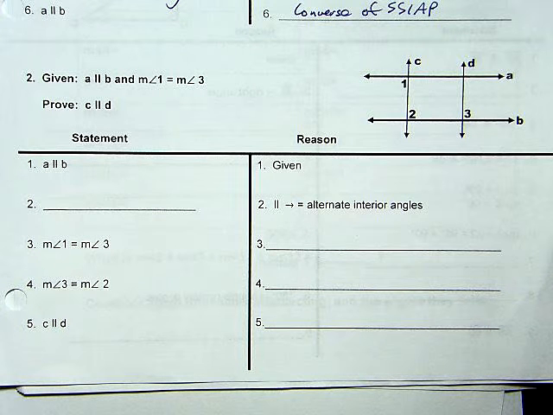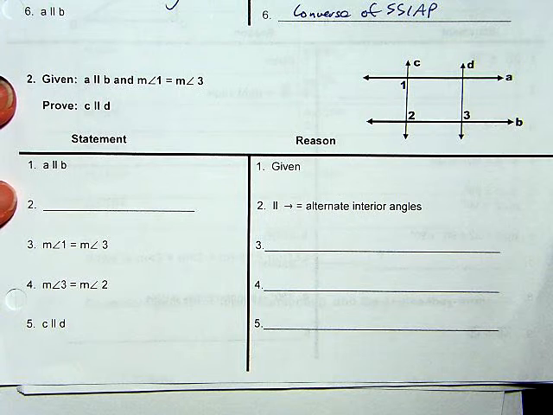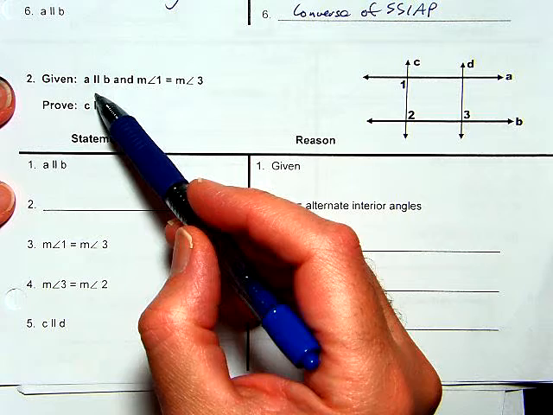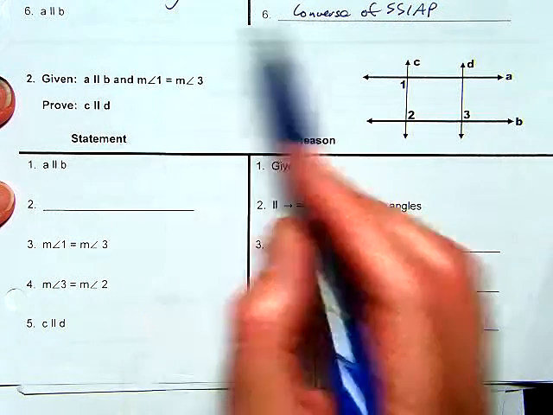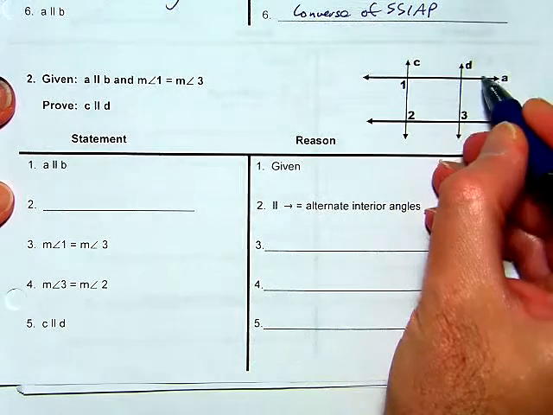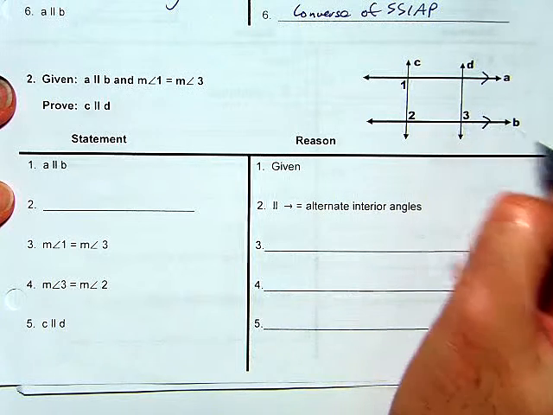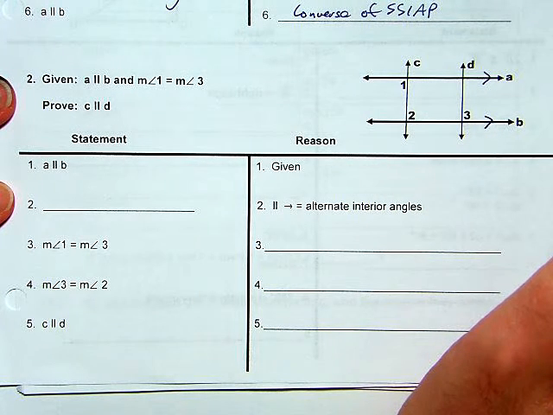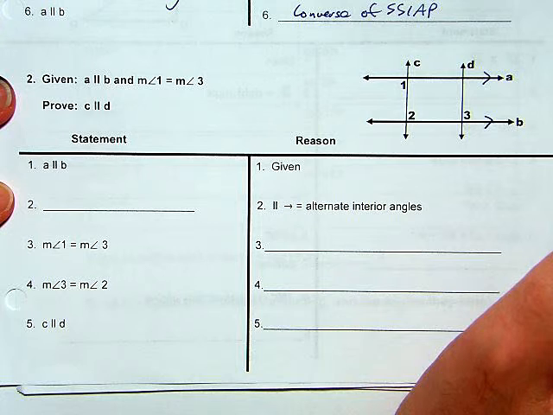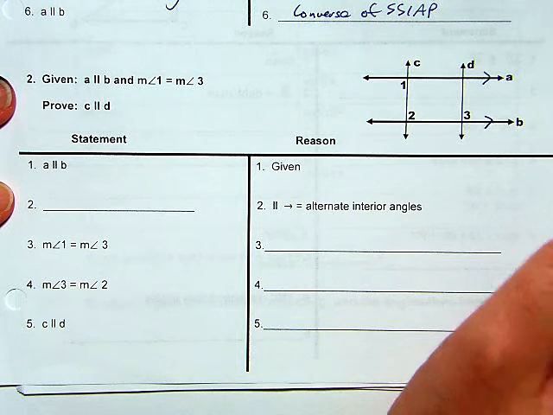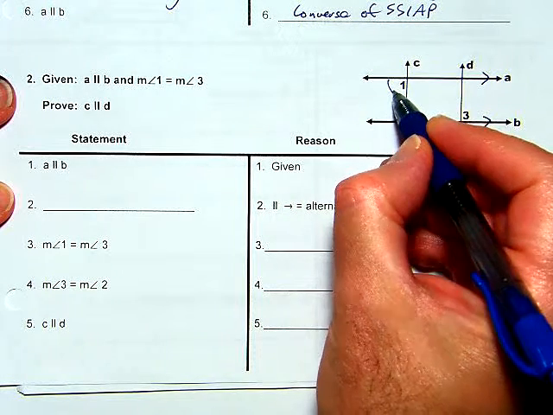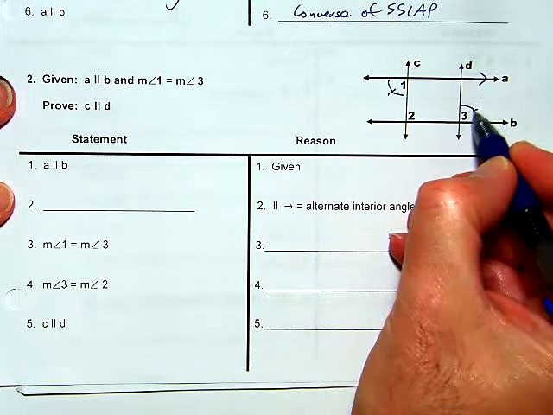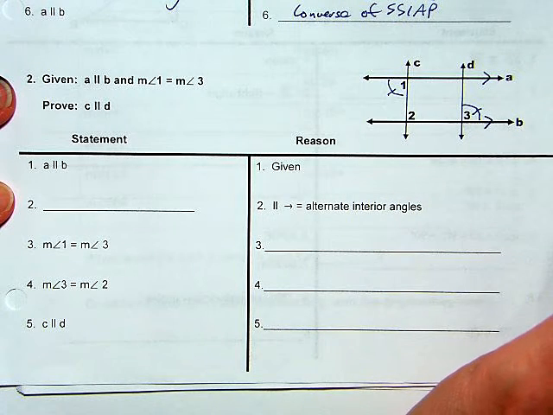Now let's move on to the next proof. We have a different diagram here. We see that we've got a given that line A is parallel to line B, so we can write little parallel arrowheads there to remind us that A is parallel to B, and that the measure of angle 1 is equal to the measure of angle 3. We can write in some notations there to remind us of the fact that those two angles are equal.